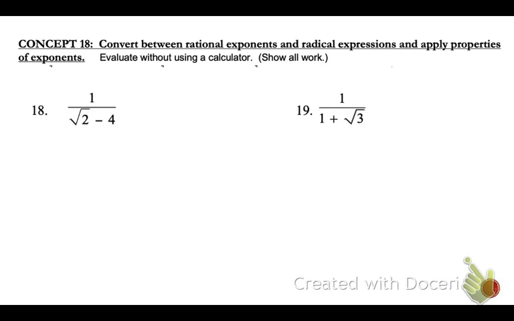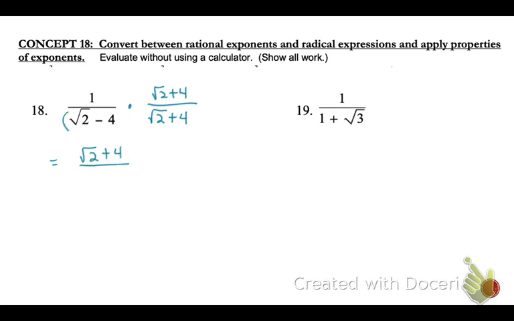Let's continue with 2 more Concept 18 problems where we are rationalizing the denominator. So when you have an expression like in number 18, what we need to do is we need to multiply by the opposite of the denominator. So the numbers are the same, but the sign is opposite. Then we multiply straight across numerators and denominators. So up top, we just get the square root of 2 plus 4.